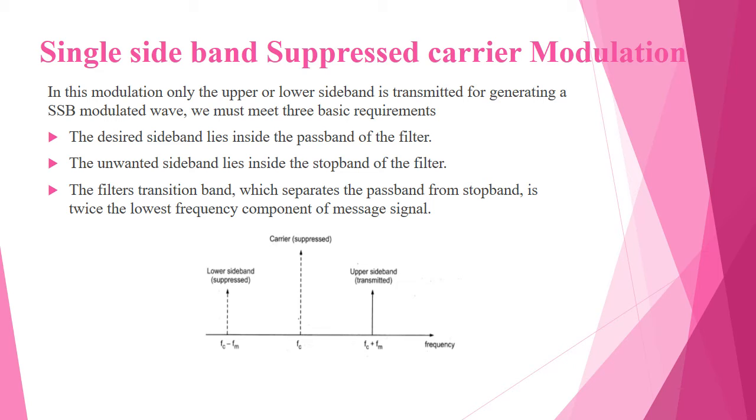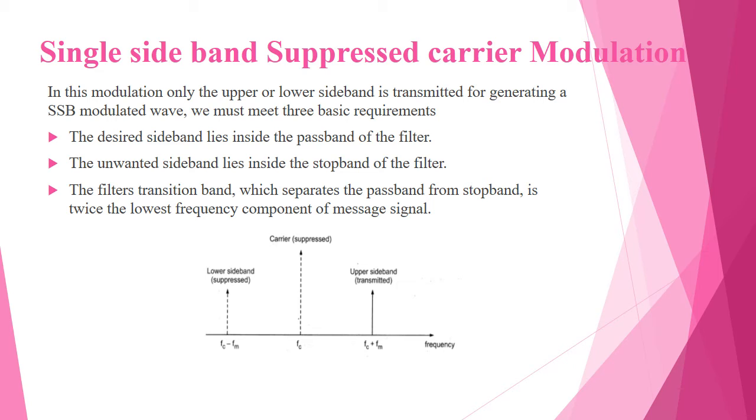So we must meet three basic requirements. What are they? The first one is the desired sideband will lie inside the passband of the filter. The second one is the unwanted sidebands lie inside the stopband of the filter. And the third one is the filter transition band, which will separate the passband from the stopband, and is twice the lowest frequency component of the message signal. Okay, this is the lowest sideband frequency and the carrier will be suppressed and the upper sideband frequency will be transmitted. Any one of the sideband frequencies will transmit the signal.